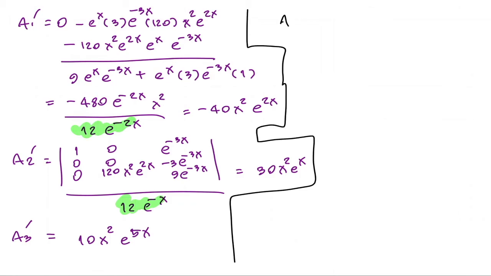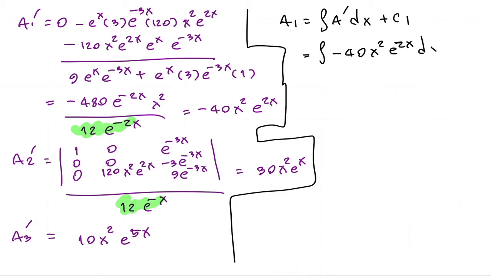a1 is integrate a1 prime dx plus c1. That would be integrate minus 40 x squared e to the 2x dx plus c1. And you need to do integration by parts, okay? I'm not going to do it, okay? I'm going to give you the result, which is minus 20x squared minus 20x plus 10 e to the 2x plus c1. Okay, you can integrate this function using integration by parts.